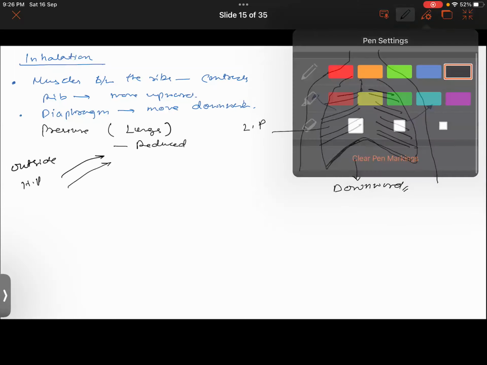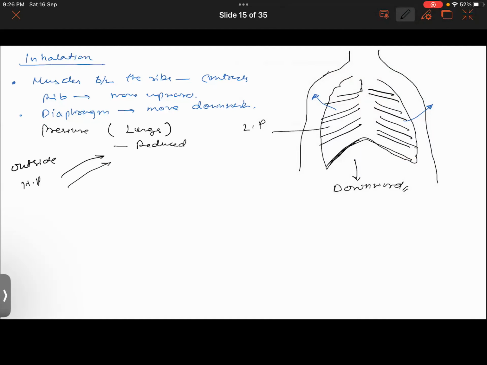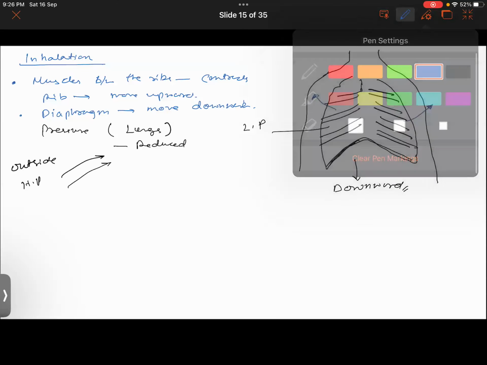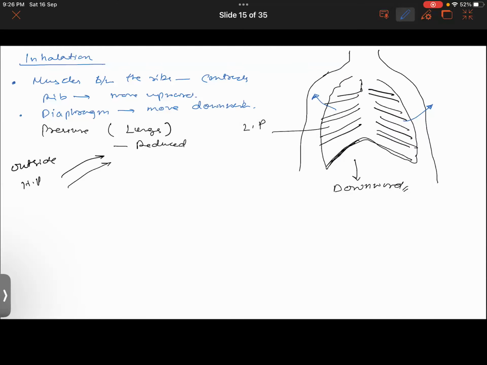So, sir, when we inhale oxygen, the pressure is low. Actually, in the process of inhalation, the muscles between the ribs start to contract and lift the ribs upwards, and that leads to expansion. When the ribs move upwards, the lungs will expand.